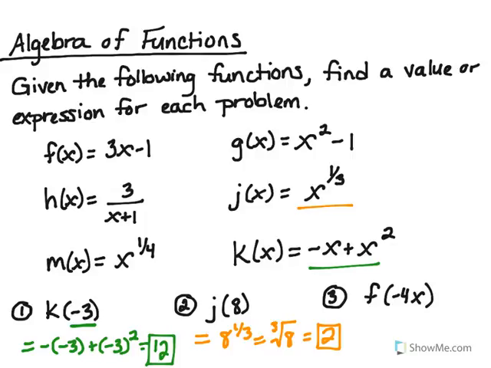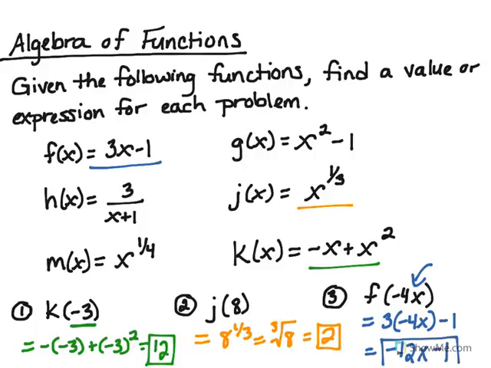For our third example, we need to look at f of x, 3x minus 1. I'm going to replace the x with a -4x. So this is going to be 3 times -4x, then minus 1. Since what's in the parentheses here is not just a number, my answer will not be just a number. It is most likely going to be an expression with a variable in it. And in this case, we're going to end up with -12x minus 1.